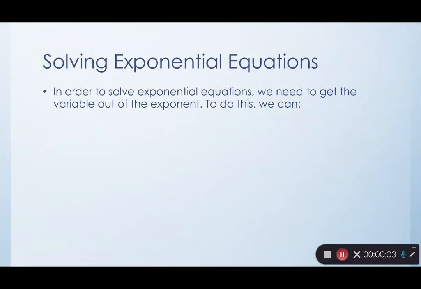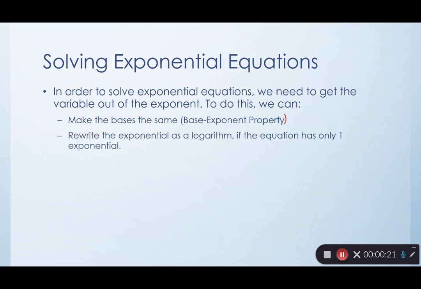All right, so we're continuing with solving exponential equations. And so again, in order to solve the exponential equations, we need to get the variable out of the exponent. Okay, so to do this, we can find some way to make the bases the same. That's what we had just done with the base exponent property. Or we can rewrite the exponential as a logarithm if the equation has only one exponential.